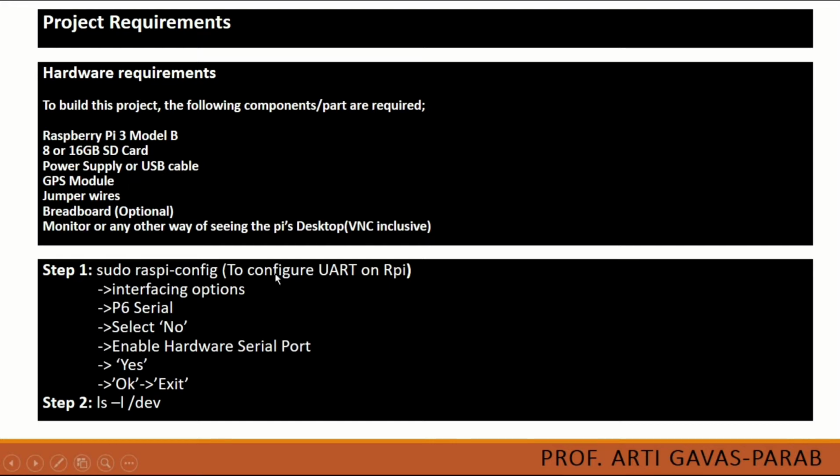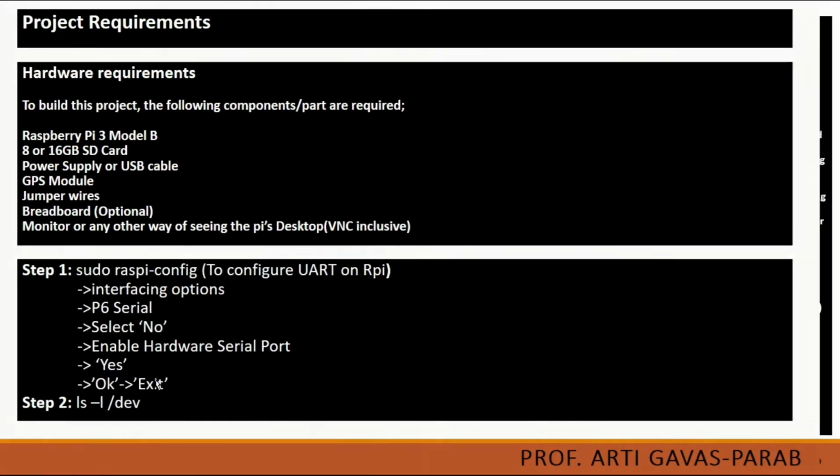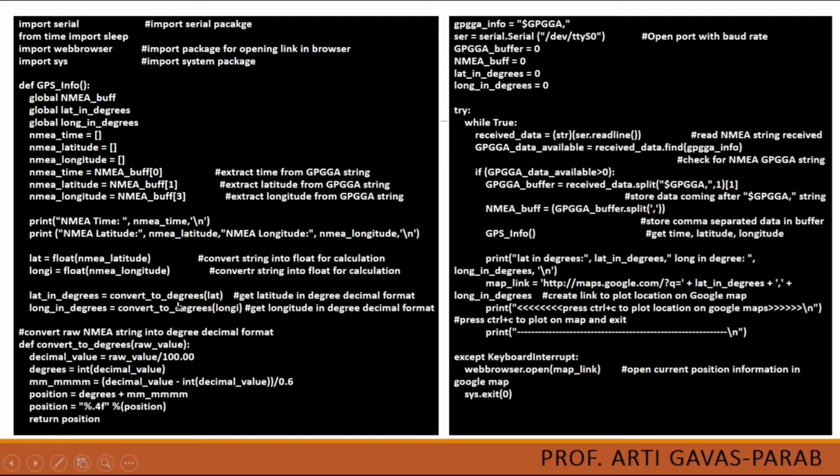You may need a monitor, or you can have any PC's desktop and you can view the desktop of Raspberry Pi using VNC Viewer. Then we need to do some settings here in Raspberry Pi. So we need to do it through raspi-config command. I will be showing you how to do that. Let us see the program that is required to execute this GPS program.